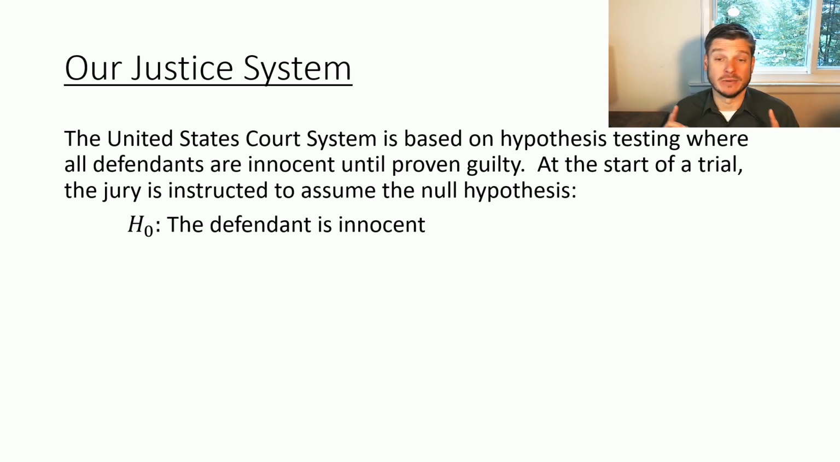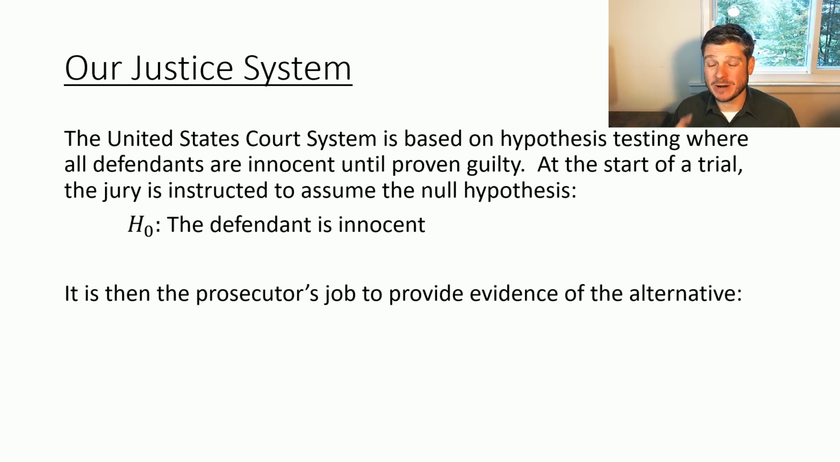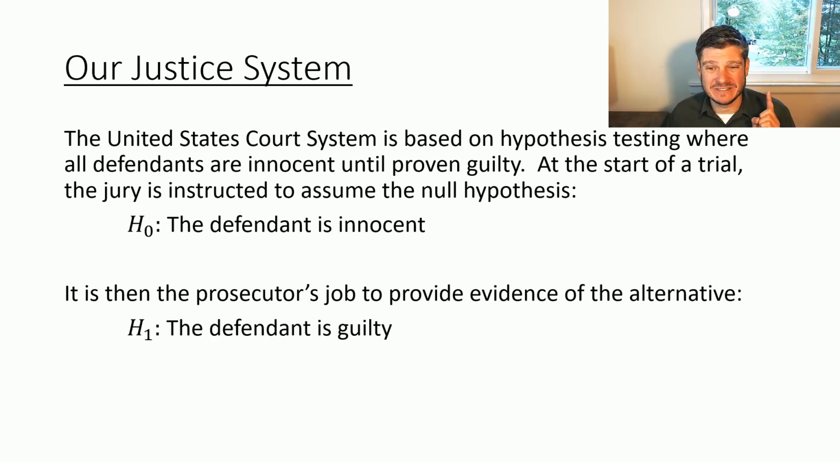And at the start of a trial, a jury is instructed to assume that null hypothesis that the defendant is innocent. Now, I have watched a lot of Law and Order growing up, so this was pretty straightforward to me. And if you watch Law and Order, they always say this at the beginning of every episode, right? Every defendant is presumed innocent until we gather enough evidence to prove that they're guilty. And so that prosecutor's job is to provide that evidence, just like the researcher. He needs to provide evidence of the alternative, which is that the defendant is guilty or that the defendant is not innocent, right?